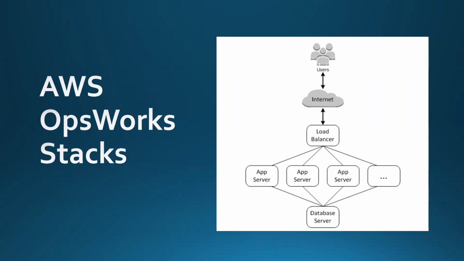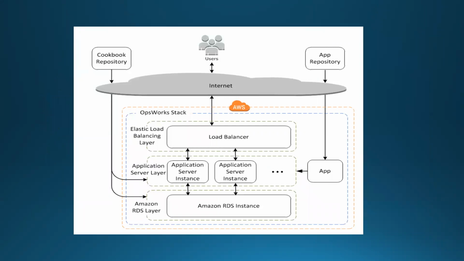And in the diagram, you can see a simple application server stack with the following layers: load balancer, app server, and database server. If it is going to be in AWS OpsWorks Stacks, then how will it look? So this is the diagram. It depicts how the AWS OpsWorks stack consists of each and every layer for application, database, and load balancer. Here you can see three layers: one for Elastic Load Balancing, another is the application server, and another is the database hosting, that is the RDS layer.